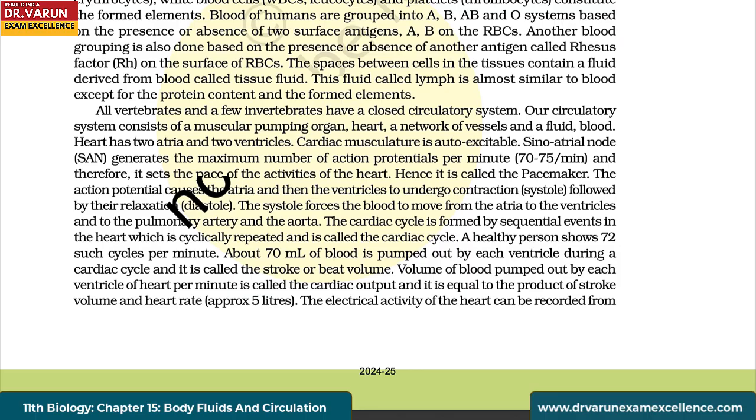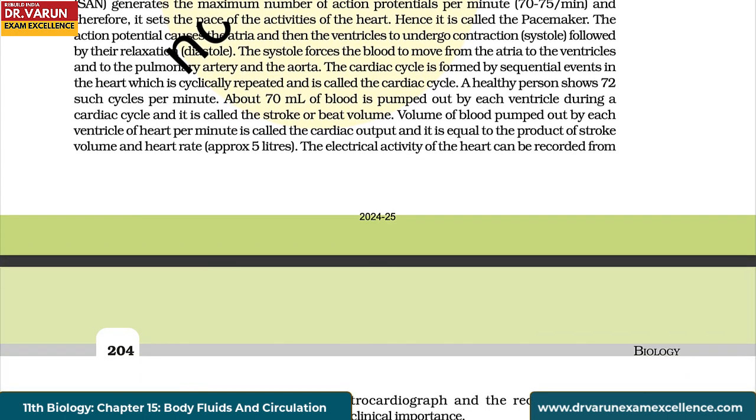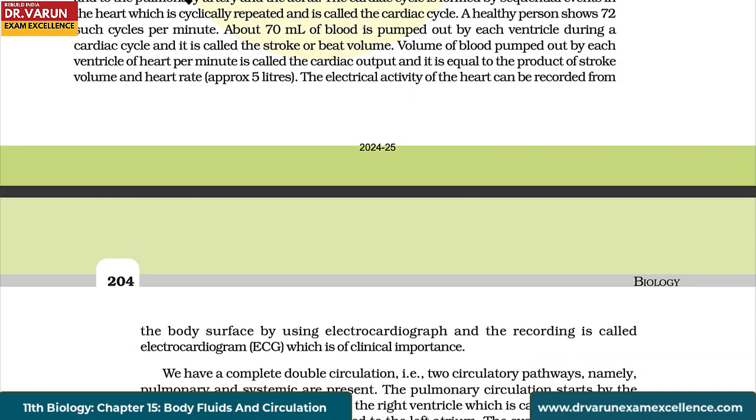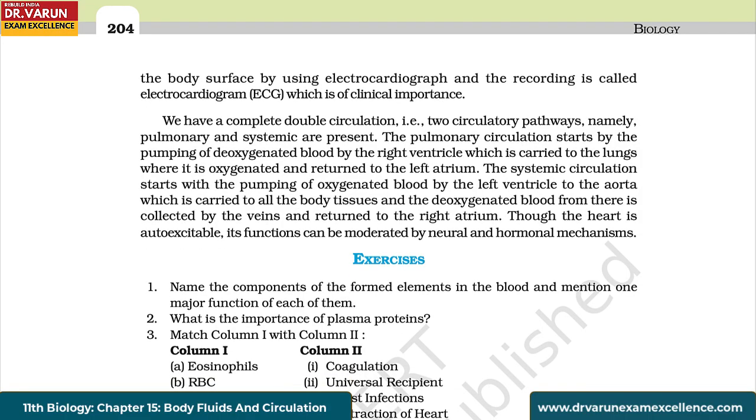About 70 ml of blood is pumped out by each ventricle during a cardiac cycle, and it is called the stroke or beat volume. Volume of blood pumped out by each ventricle of heart per minute is called the cardiac output, and it is equal to the product of stroke volume and heart rate, approximately 5 liters. The electrical activity of the heart can be recorded from the body surface by using an electrocardiograph, and the recording is called an electrocardiogram, which is of clinical importance.